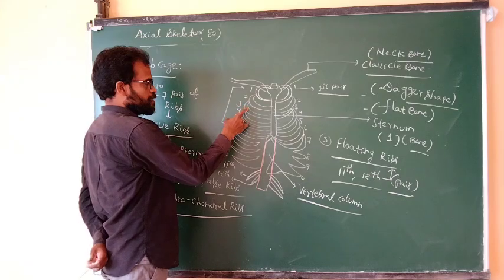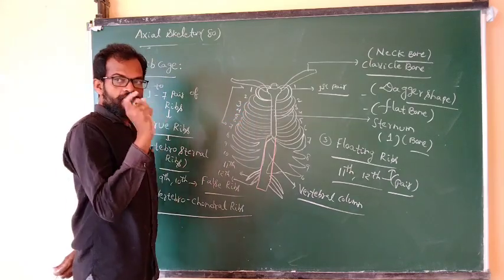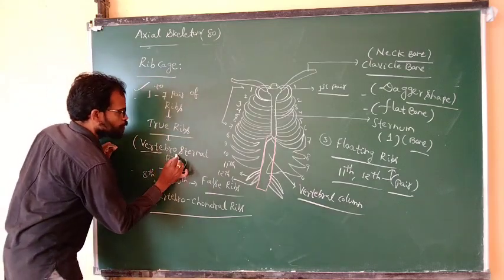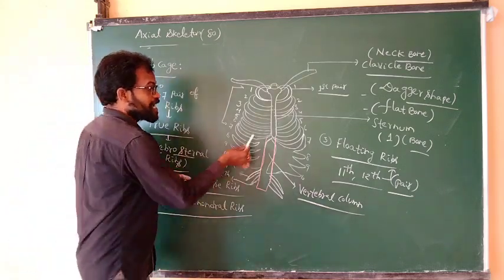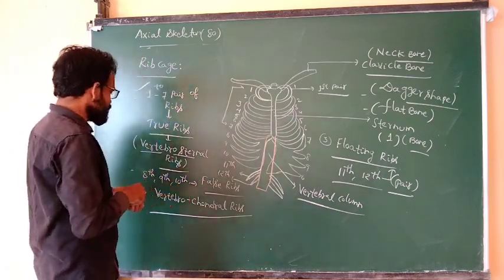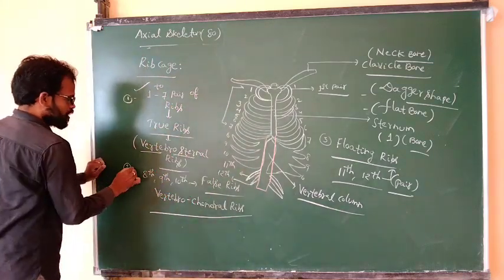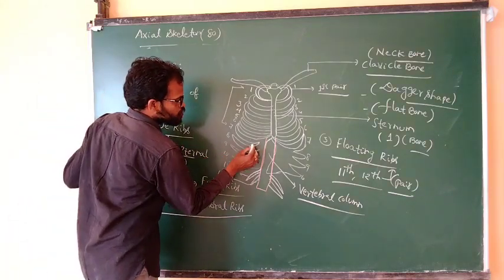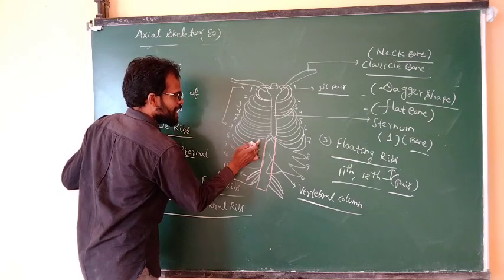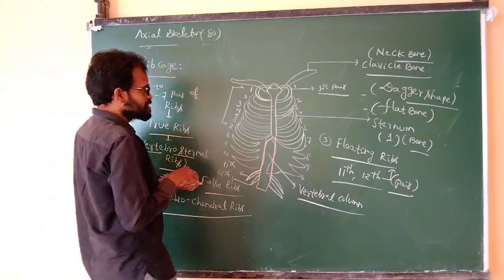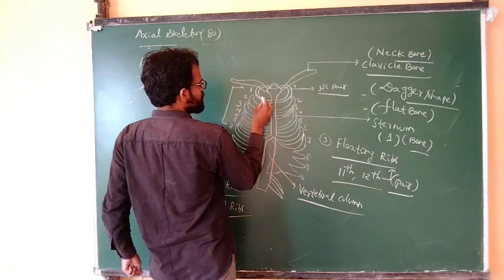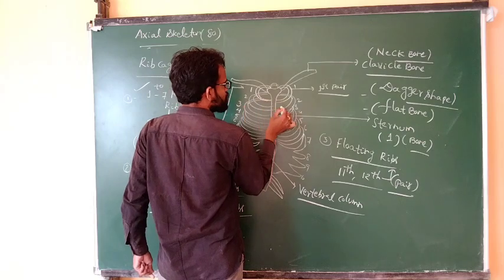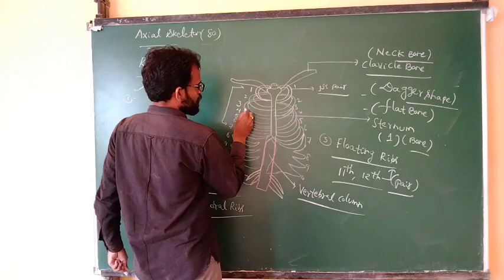First rib, second, third, fourth, fifth, sixth, seventh. First rib to seventh ribs are known as true ribs. True ribs means vertebrosternal ribs. They are attached to the vertebra as well as the sternum. Coming to the second pair of ribs, 8th pair, 9th pair, 10th pair, they are attached to the 7th ribs. How will these ribs be attached?